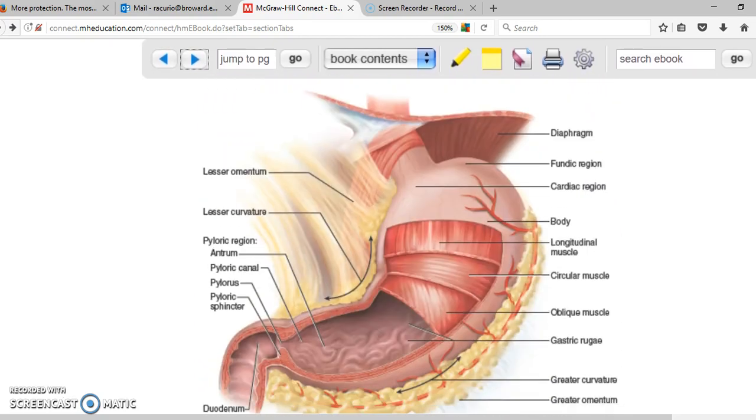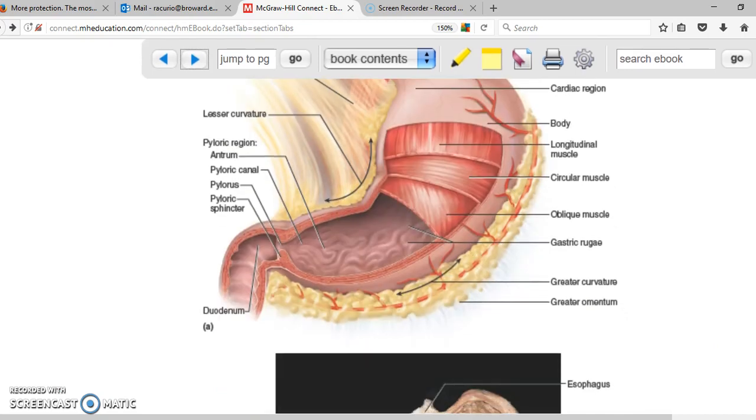So might as well use this figure. The top part of your stomach is the fundus. The area around the connection between the esophagus and the stomach is the cardiac region. The body is the middle. Lesser curvature, greater curvature. This is the pyloric region where you have the pyloric sphincter right here. Inside the stomach you have these elevations and grooves. They are called rugae.